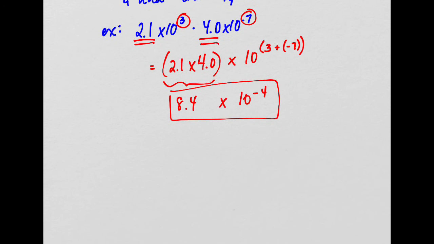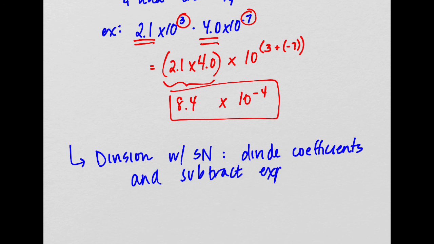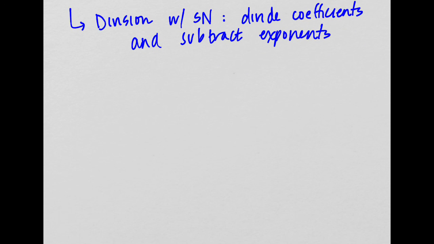Then we have rules for division with numbers written in scientific notation. The rule for division is that we divide the coefficients. So rather than multiplying, we divide, obviously, because we're dividing. Divide coefficients and subtract the exponents. It's the exact opposite of the rule that we just did. So let's look at some examples of this.